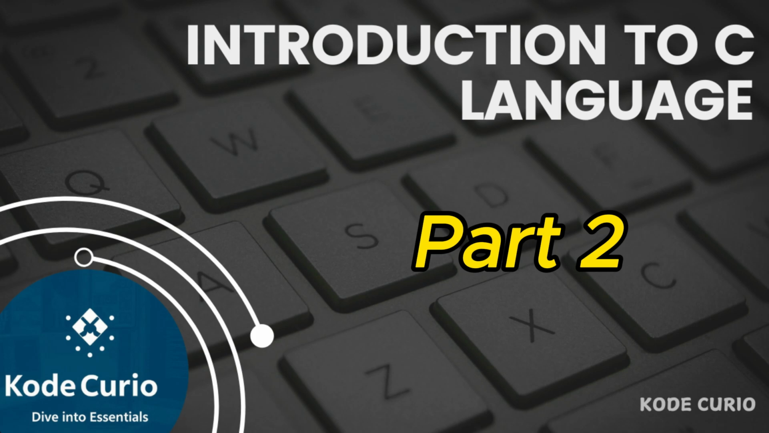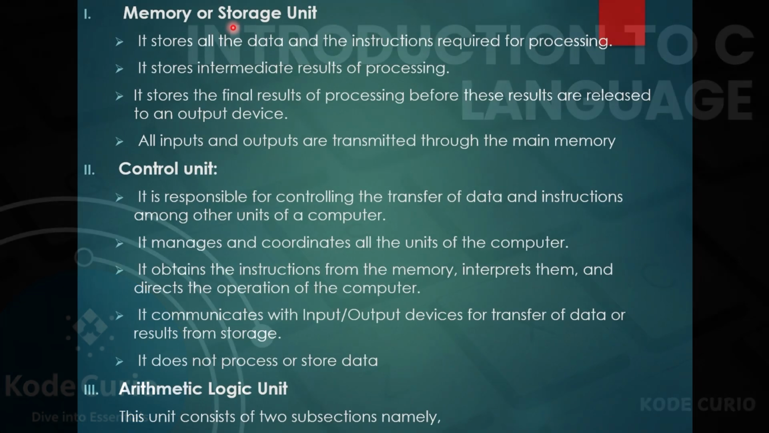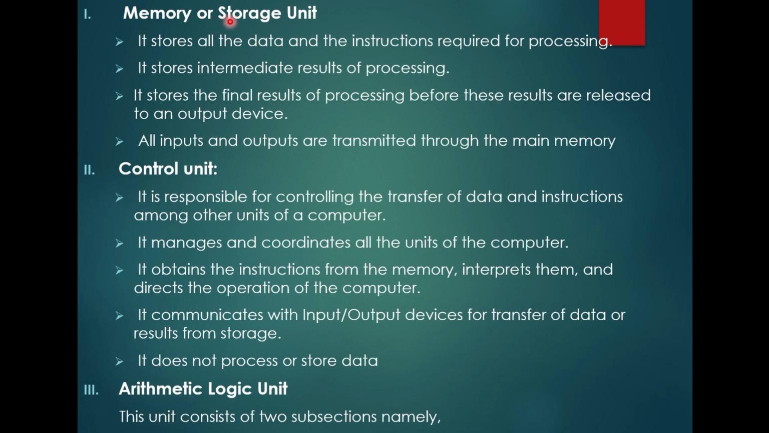This is the continuation of the previous video. Storage unit: intermediate results and the final results are stored in the memory or storage unit before coming out into the output device. And the next thing is, all input and outputs are transmitted through the main memory.